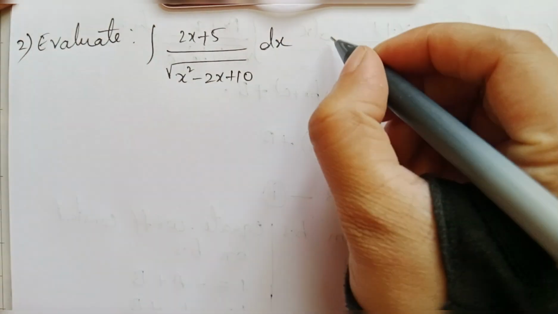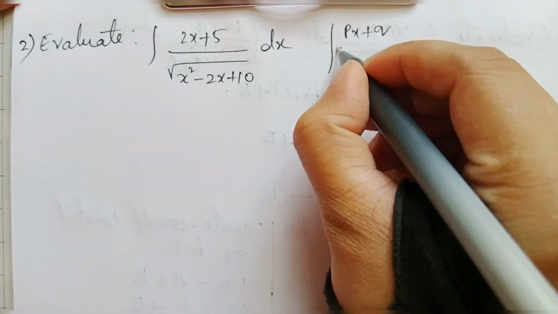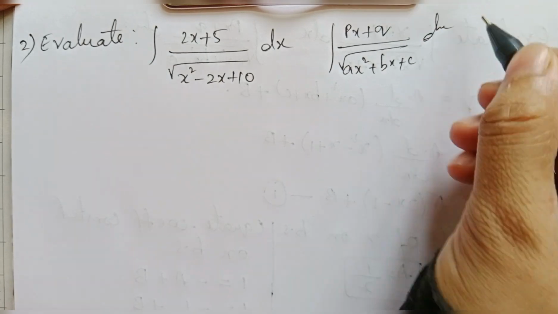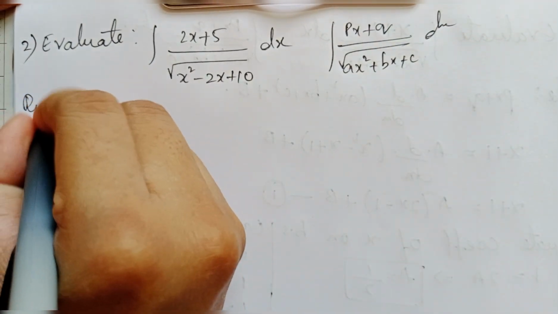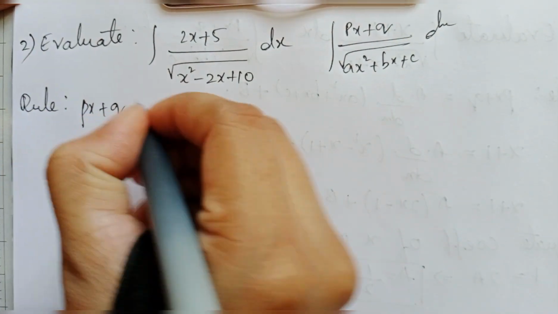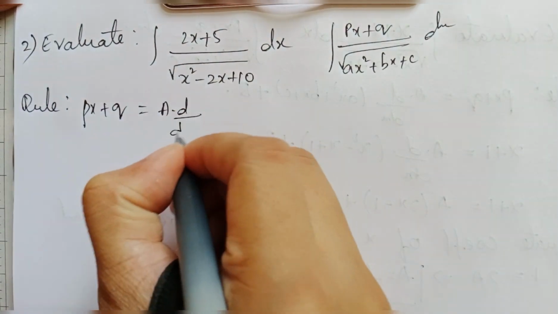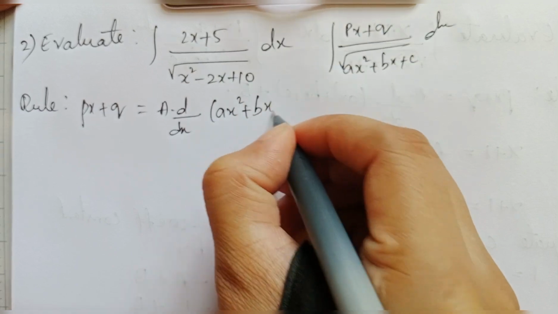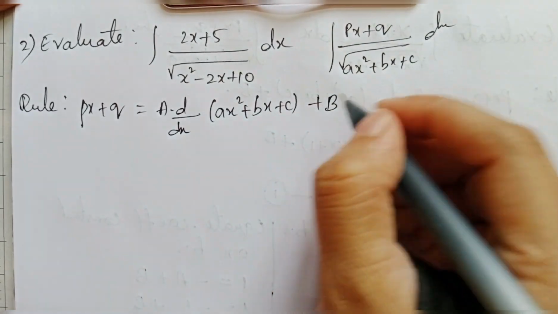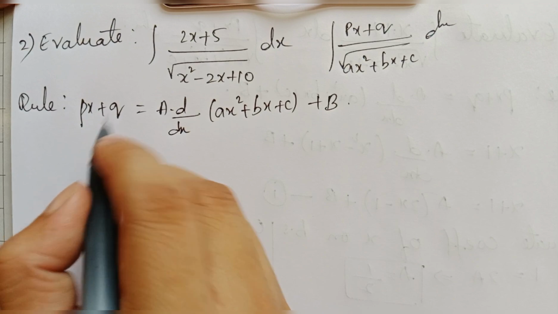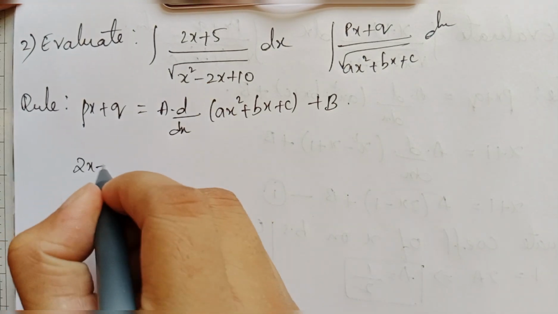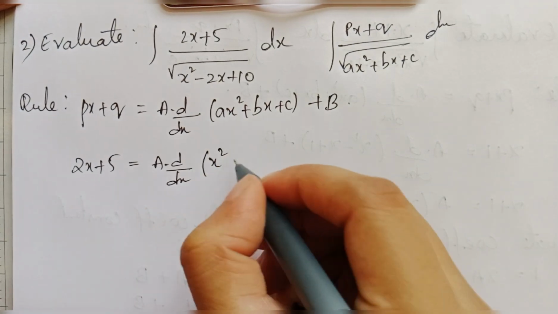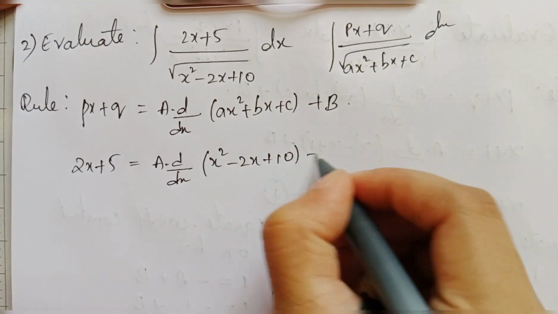So this function is in the form of integral (px plus q) by root of the quadratic function ax square plus bx plus c dx, right? So any function in this form, the rule is px plus q is equal to a into d by dx of the denominator, that is the quadratic function ax square plus bx plus c, plus b. Now substitute the value of our linear function, that is 2x plus 5 equals a into d by dx of the quadratic function x square minus 2x plus 10, plus b.